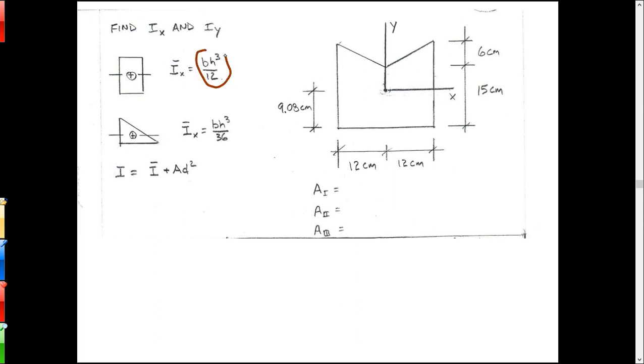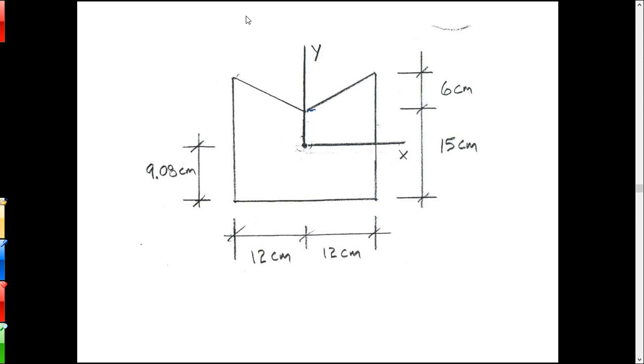All right. So I sub x for a rectangle is bh cubed over 12. For a triangle, it's bh cubed over 36. Those are the moments of inertia of those shapes about their own centroids. We're going to have to use the transfer axis theorem to find the moment of inertia of the shapes about that axis I've specified, 9.08 centimeters up from the base. So we'll use I bar, which is bh cubed over 12 for a rectangle, or bh cubed over 36 for a triangle, plus AD squared. A is the area of the shape, D is the offset distance.